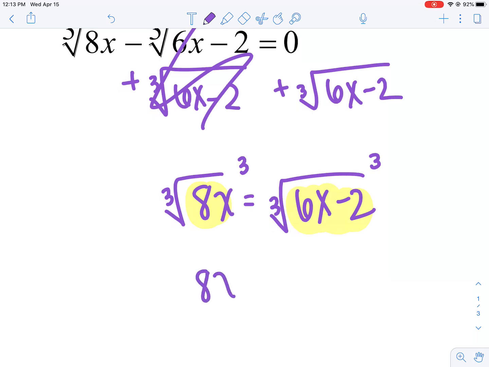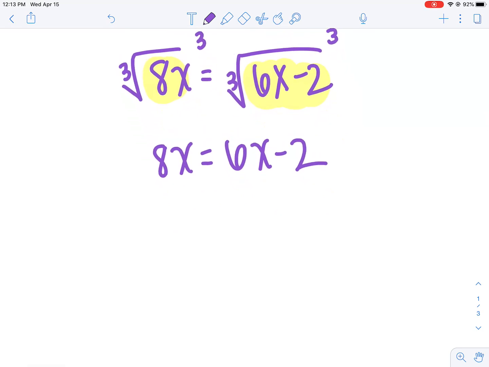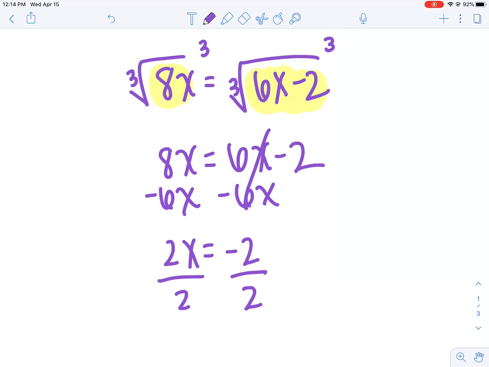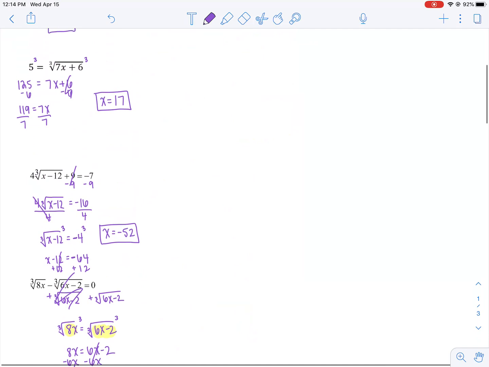So I'm going to have 8x equals 6x minus 2. And that's an equation that you can solve. Get your variable, or your letter, on the left side. So subtract 6x, and I'm going to have 2x equals negative 2. Divide both sides by 2. So x would equal negative 1. That's it. I'm just going to do one more to kind of show a point.